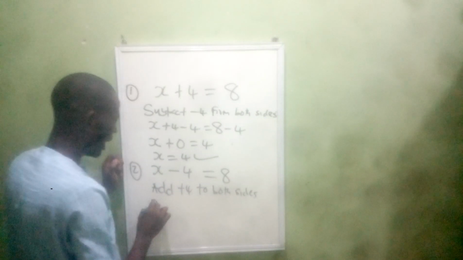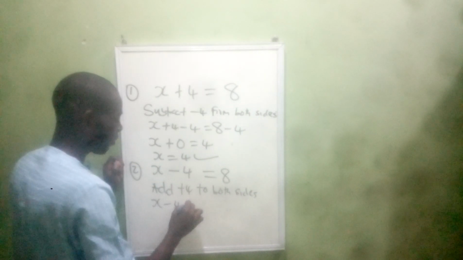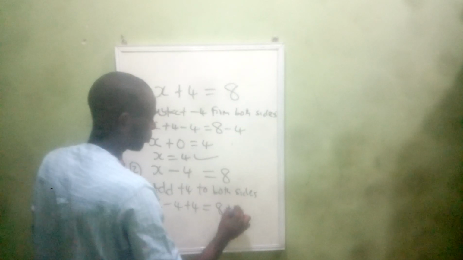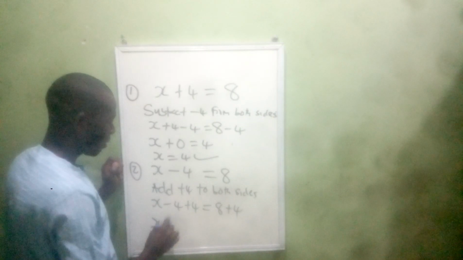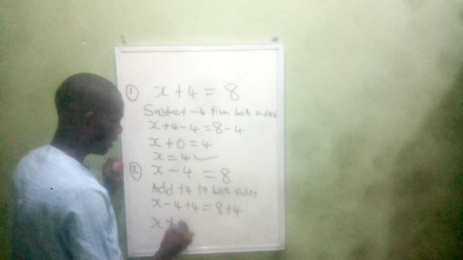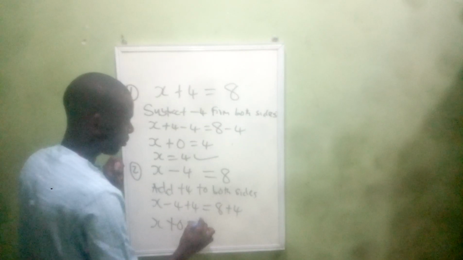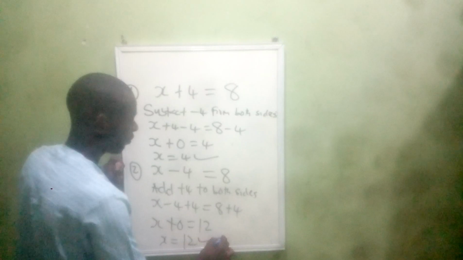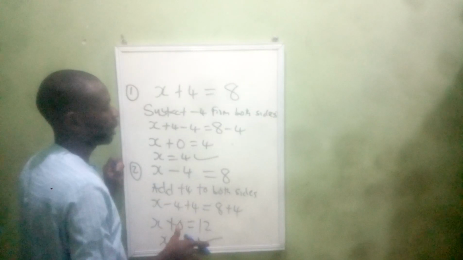Then we now have x minus 4 plus 4 equals what? 8 plus 4. Then minus 4 plus 4 gives us 0. Then 8 plus 4 gives us 12. Then the value of x is now 12. This is the mathematical way of solving this question.